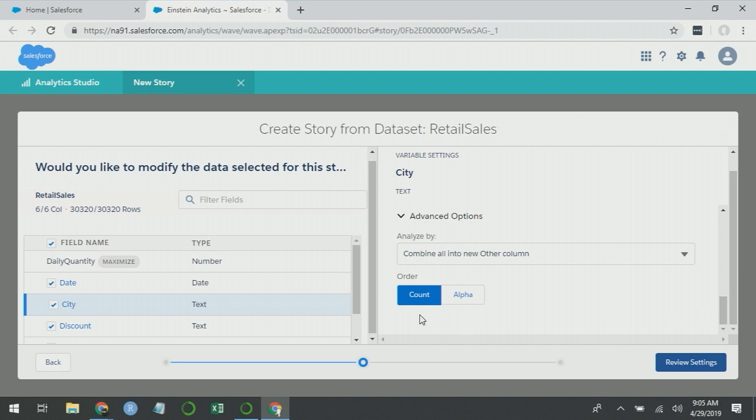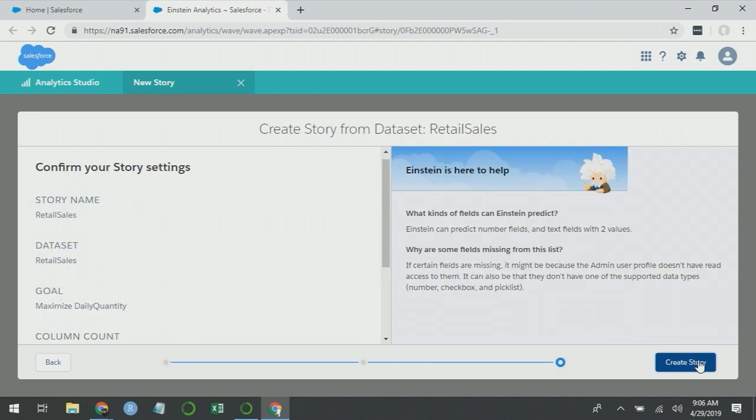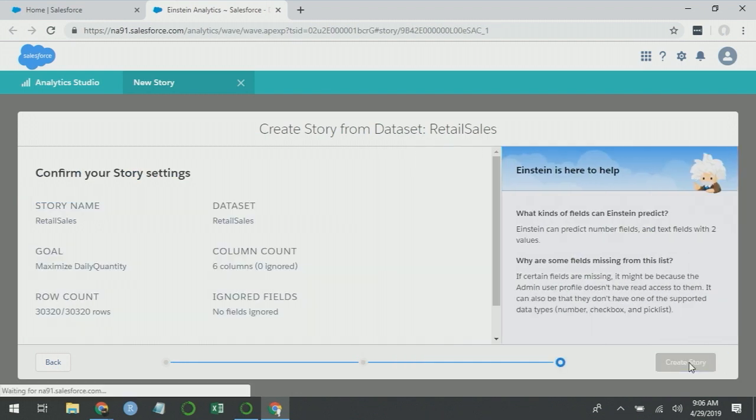Finally, you'll see that the last option for a categorical variable is how to order the bars. By default, count is selected, and you'll see in the story the value of doing this. But if you want the bars sorted alphabetically, you do have that choice. For this exercise, we don't need to make any changes to our variables. So let's go to Review Settings and then create the story.